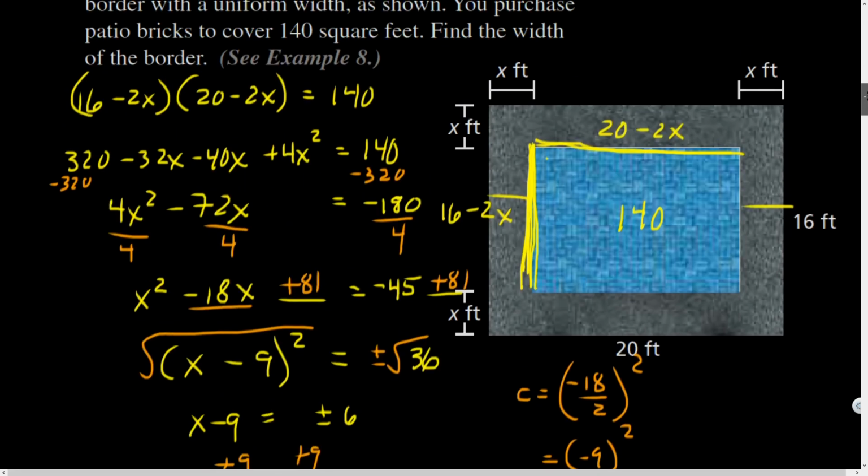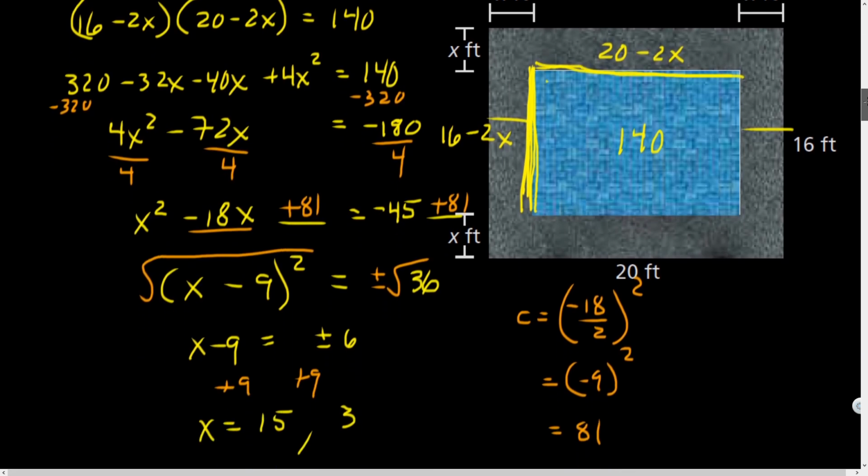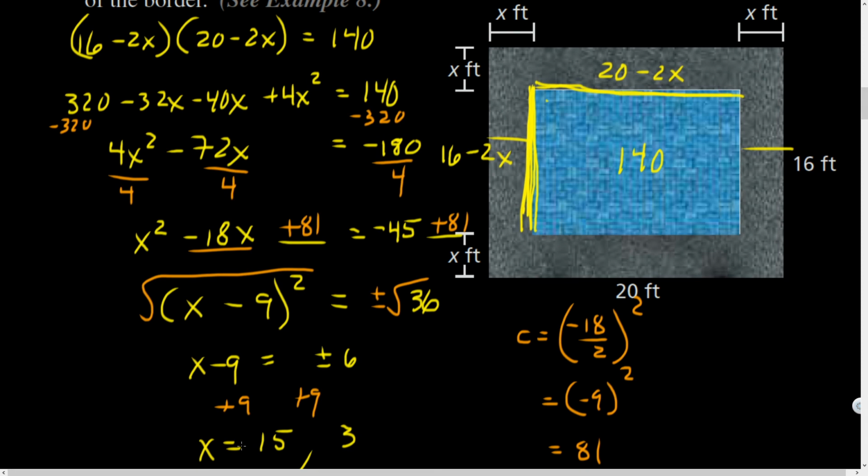What would I have to do now? Find the width of the border. Oh, no. Aha, the x this time can't be 15. Why? Does anyone see it? I was thinking 15 is this dimension, but that's not what I solved for.